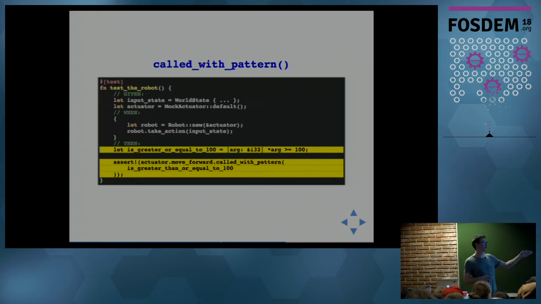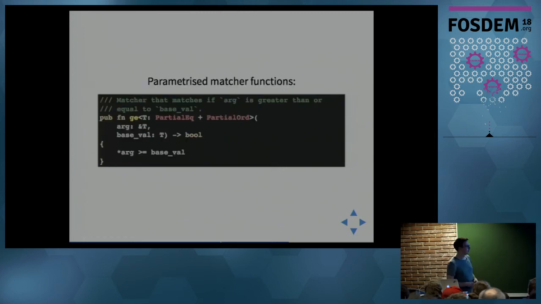Now, obviously, handwriting a bunch of closures all the time is probably not ideal. It's very verbose and it's quite painful. So you get around this with parameterized matcher functions. For example, you would have a greater than or equal to function. This is a generic function that can take any type that implements PartialEq and PartialOrd. In other words, any type that you can say greater than or equal on. The first argument is the value being matched, and it takes a single parameter base val, which is what the base value should be.